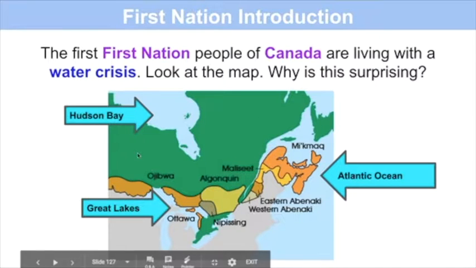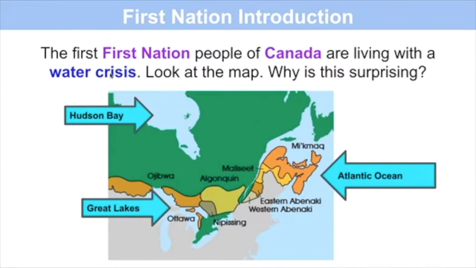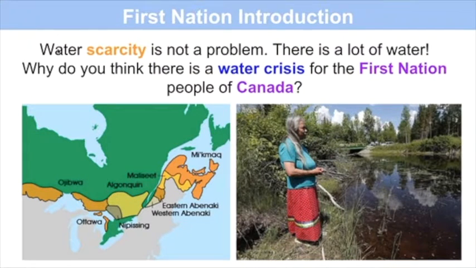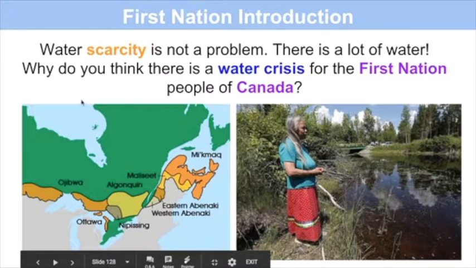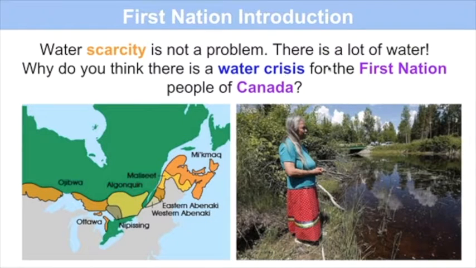If you were noticing that they're surrounded by a lot of water, you're right, that is surprising that they have a water crisis. Water scarcity is not a problem. There's a lot of water all around them. Why do you think there's a water crisis then?